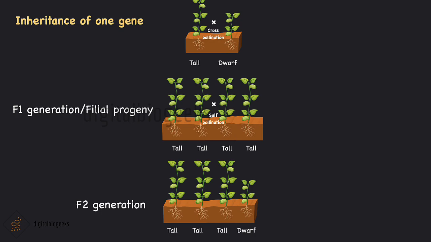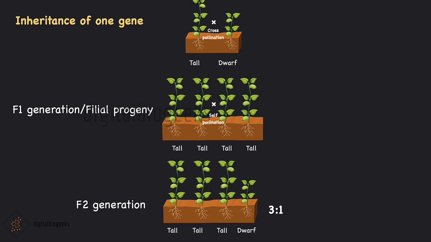In F2 generation, the offspring include 3 tall plants and 1 dwarf plant. The tall and dwarf traits were identical to the parents. That means all the offspring were tall or dwarf. Neither of them were of in-between height. Thus, we can say that in F2 generation, the traits are expressed in the ratio of 3:1. That means 3 tall plants and 1 dwarf plant.